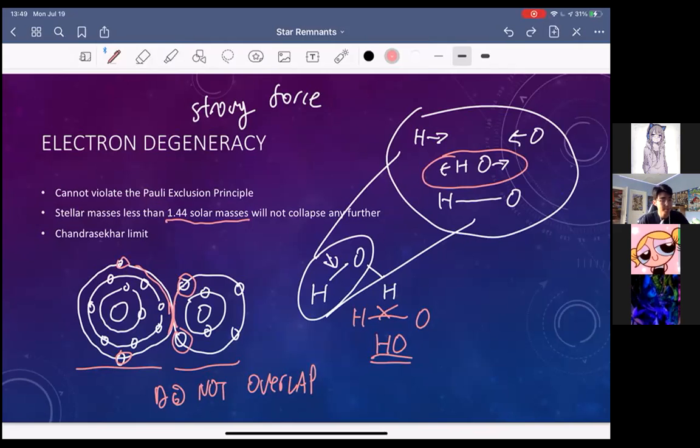Yes, Rena? What if it does violate the Pauli exclusion principle? Yeah.